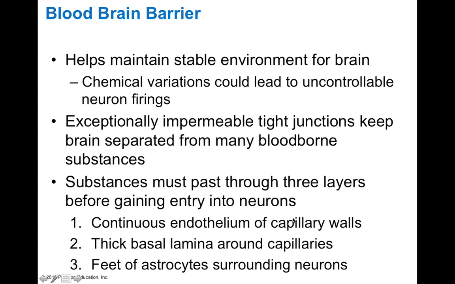And this blood-brain barrier is made by three major factors here. First of all, we have a continuous endothelium of our capillaries. So the blood vessels that traverse the inside of your brain are very tightly interlinked, their cells are, through a lot of tight junctions. We have a thick basal lamina that surrounds these capillaries and it forms a nice protective sheath.